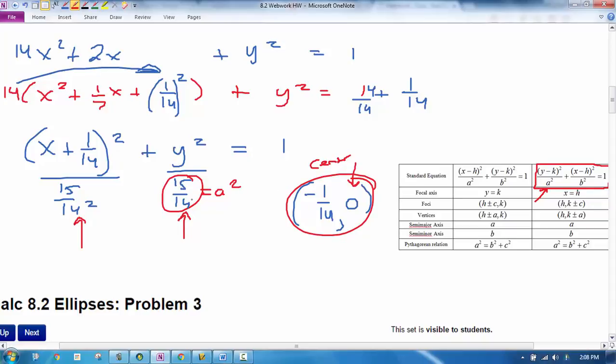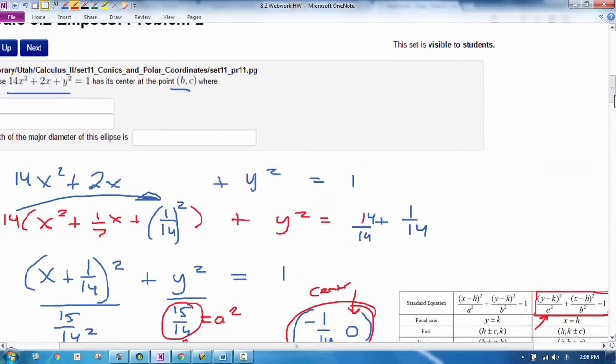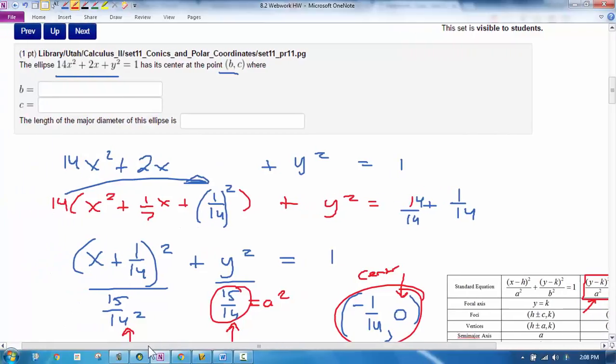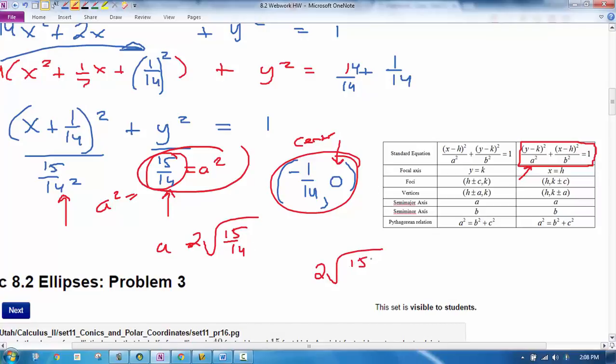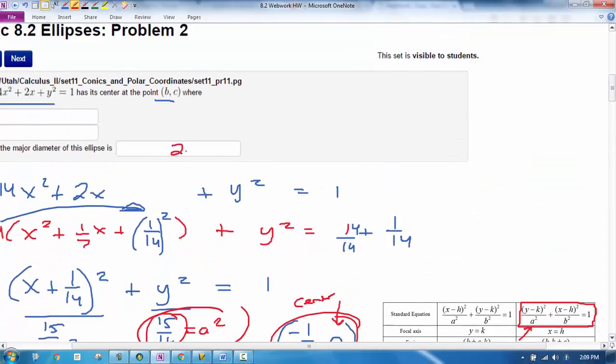But then it wants as well the major diameter, the length of the major diameter, which is 2a. So we've got to take the square root of 15 over 14 because that's what a is. Because a squared equals this, like I said. So take the square root of both sides and you get a. Then double that. So it's 2 times the square root of 15 over 14 for the length of my diameter, which goes right here.